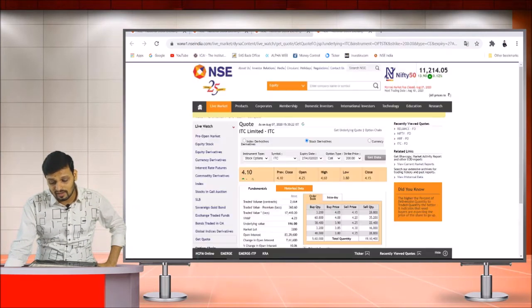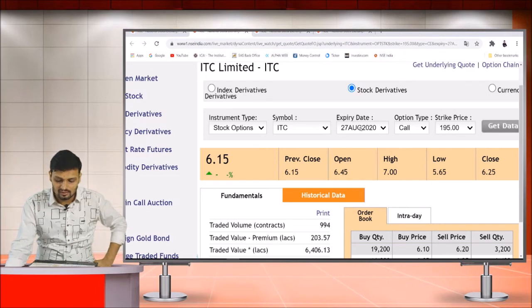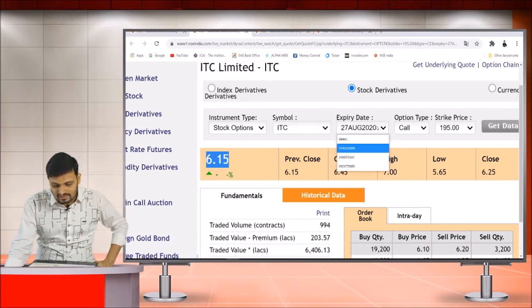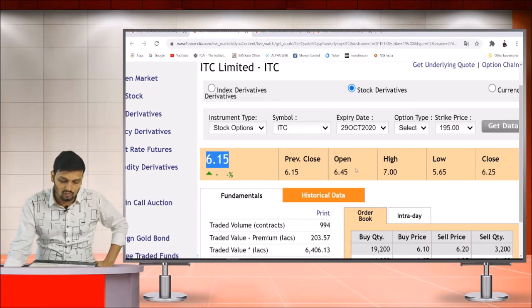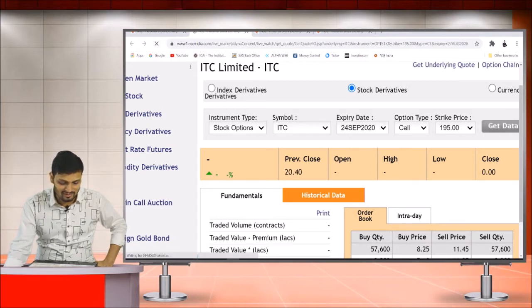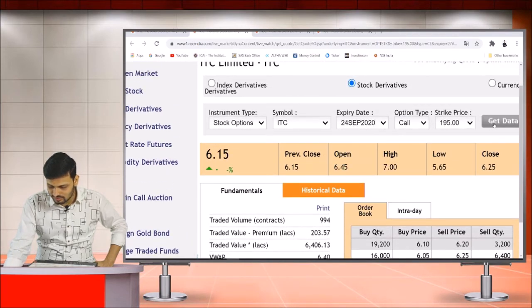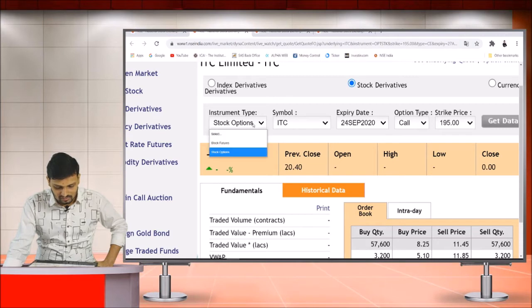For time value of money, let me just take you into this particular thing. Stock options of ITC. For 27th of August, 195 strike price, the premium is how much? 6.15. I will just change the time value. Let us go to October. I will just put get data. Okay, October data is not available. Let us take September. Why is September also not available? August, I'm just changing it to September. Not available.